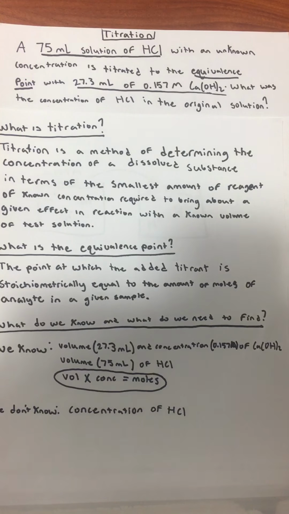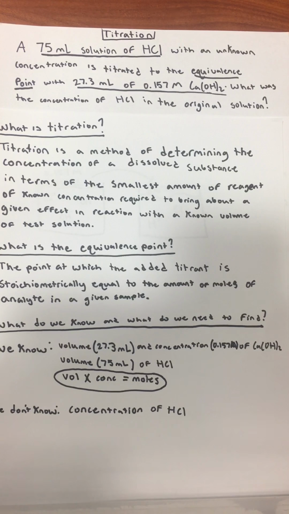So, we know the volume and concentration of calcium hydroxide, we know the volume of hydrogen chloride, and we also know that volume times concentration equals moles. That equation is very important. But what we don't know is the concentration of hydrogen chloride.